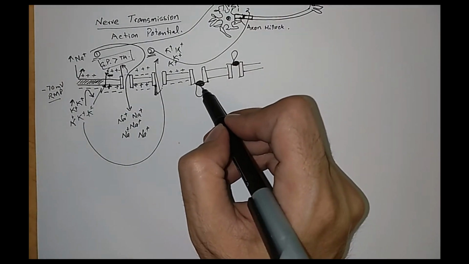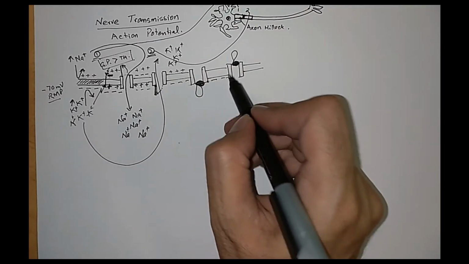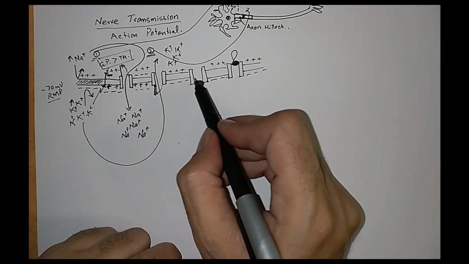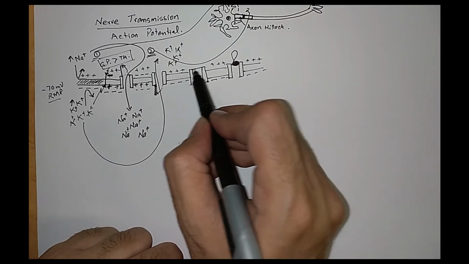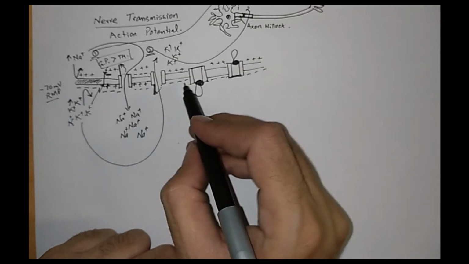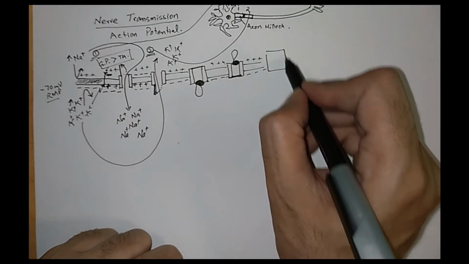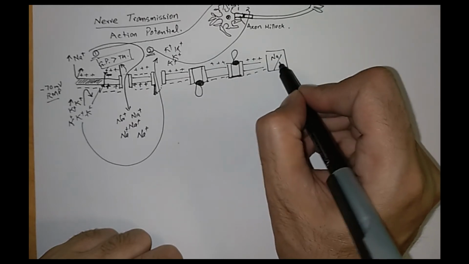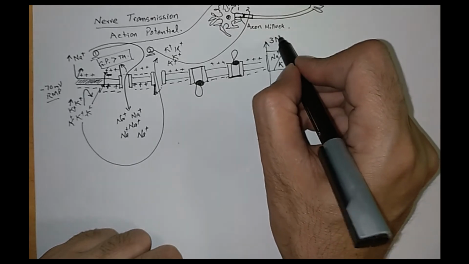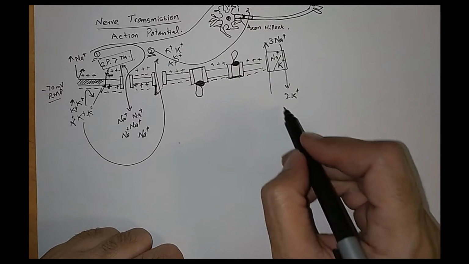So after some time, when all the polarity is restored, these sodium and potassium gates are shut again, and no further movement of the sodium and potassium ions across the membrane happens, and the sodium potassium pump moves 3 sodiums outside and 2 potassiums inside to restore the resting membrane potential.